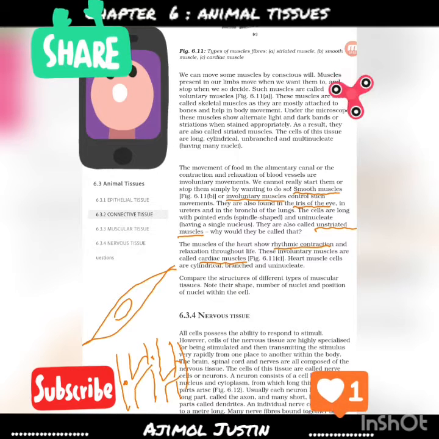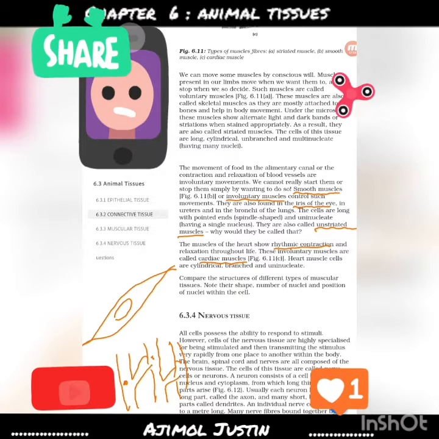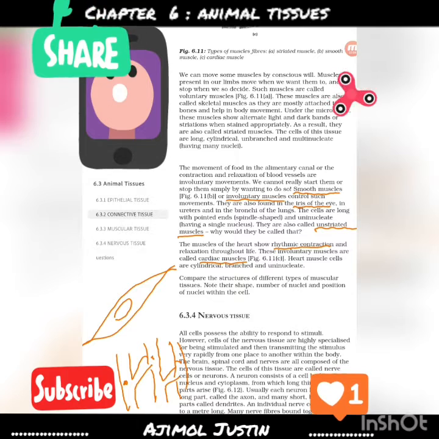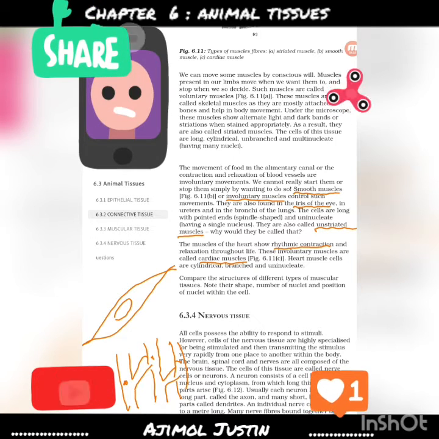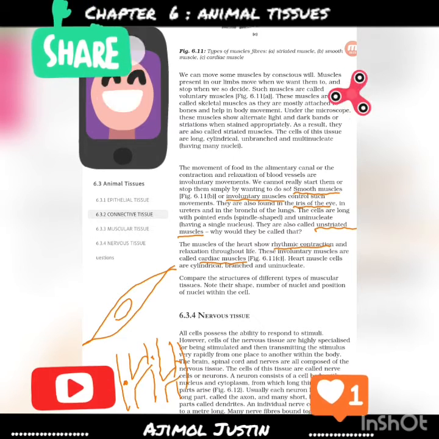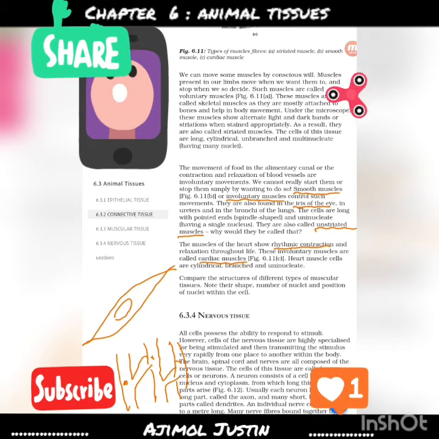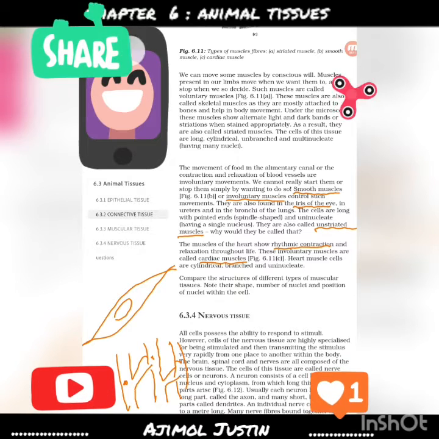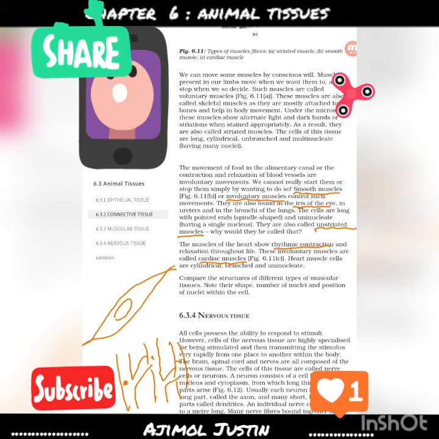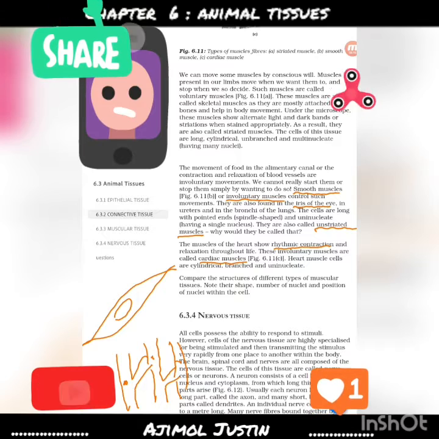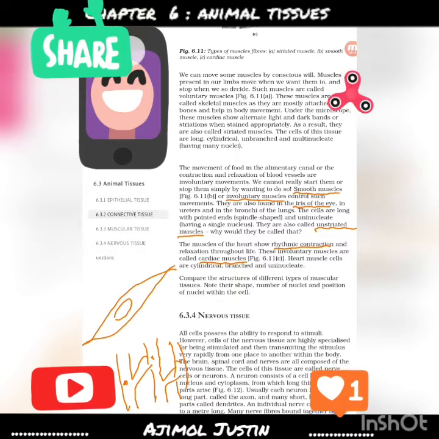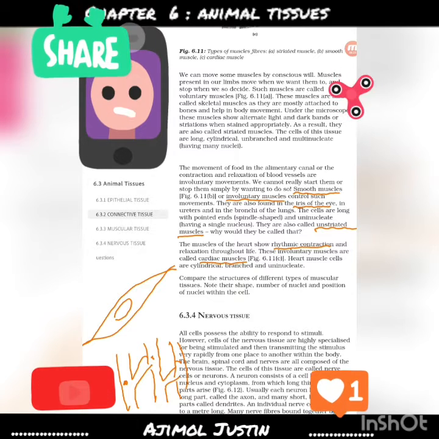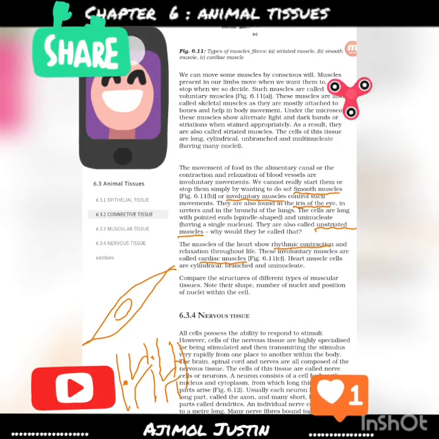Now, what you have to do? You have to compare the structure of different types of muscular tissue. Just now I mentioned different types of muscular tissue. The question may come, what are the different types of muscle tissues, or they'll ask the difference between cardiac muscle and smooth muscle, right? They can ask any of these, so you have to prepare a table showing the comparison of different types of muscular tissue.